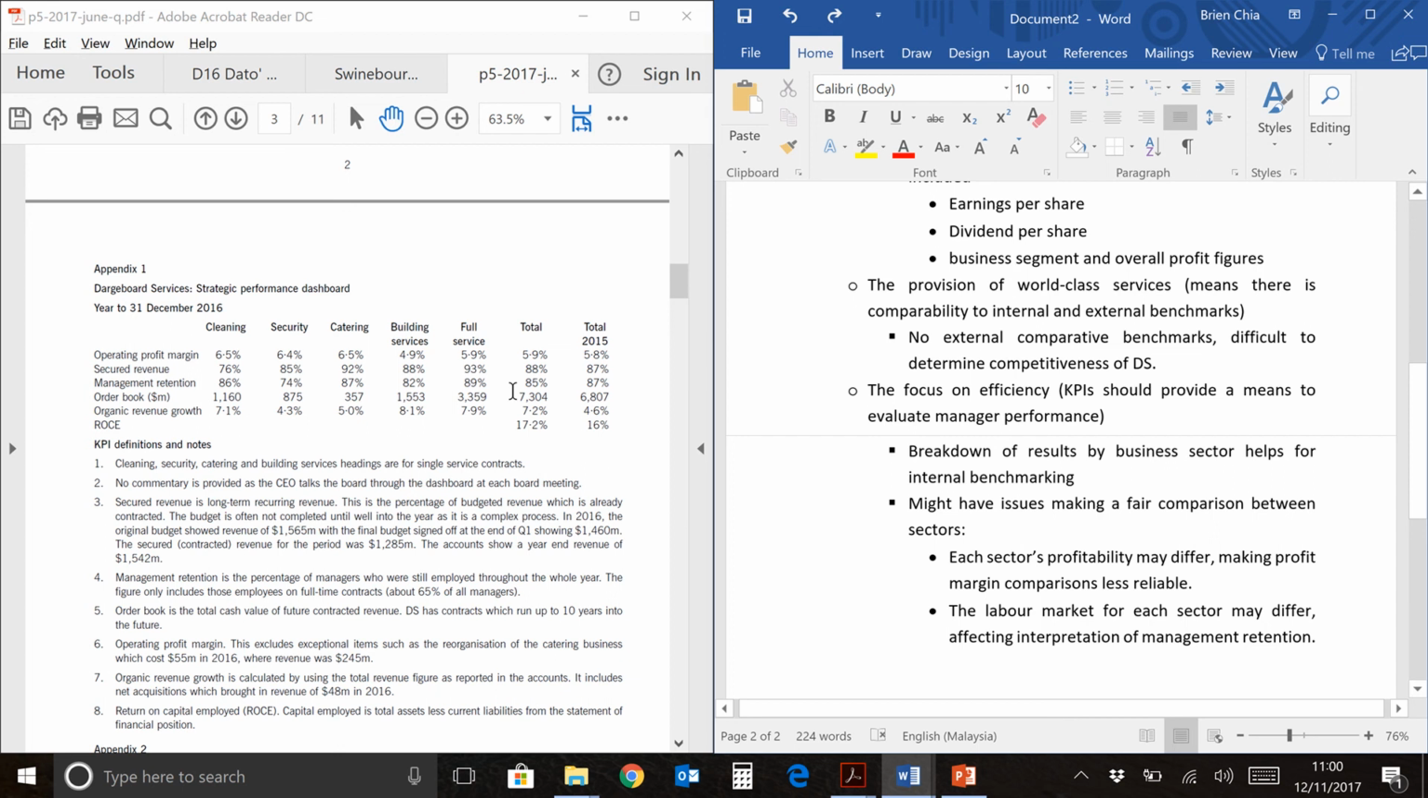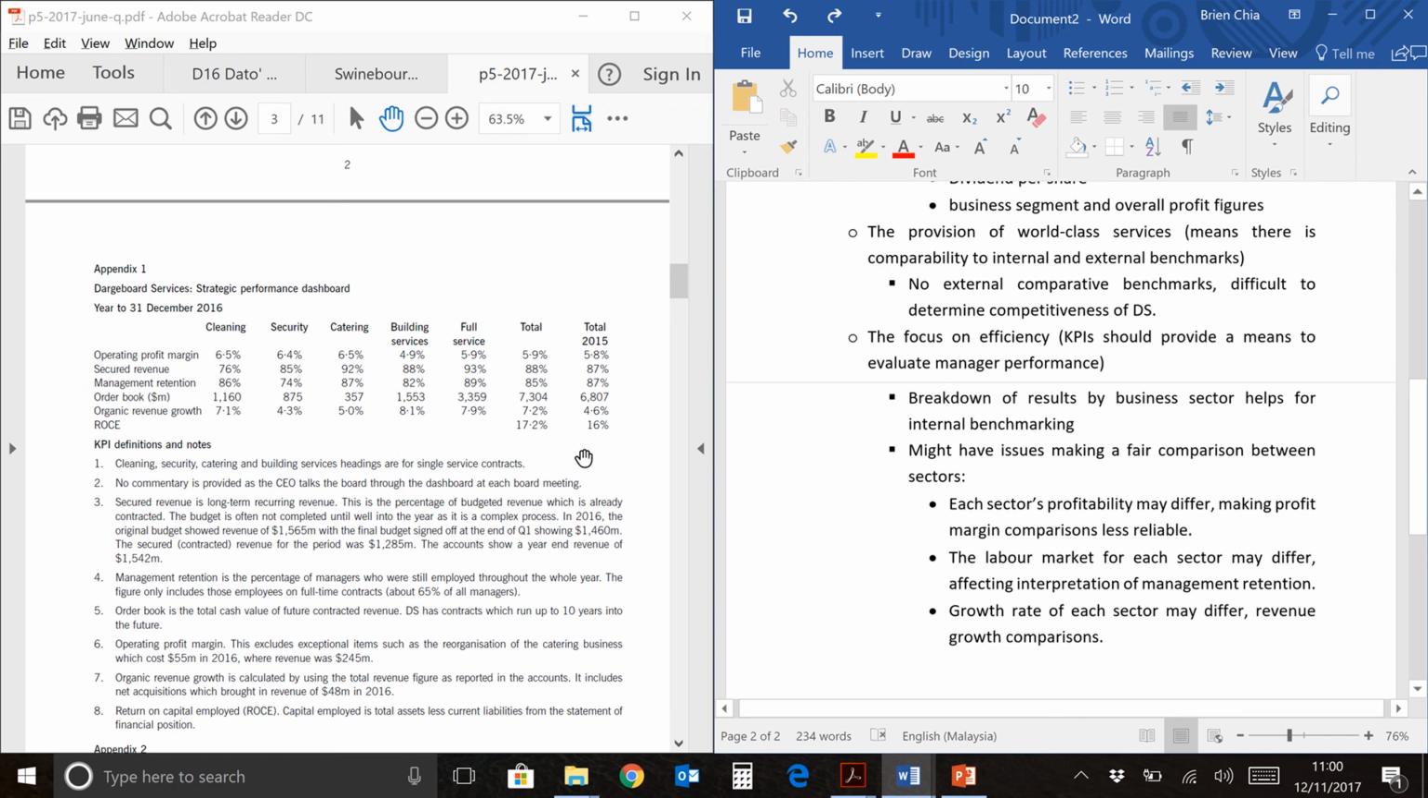Labor market for each sector may differ, and this would affect the interpretation of management retention. So for example, maybe in the full service sector, the management retention is better because people don't usually move around, or you don't really have much competitors to move to. But as you can see, security, the turnover is quite high, maybe due to fatigue, maybe due to influx of workers or something like that.